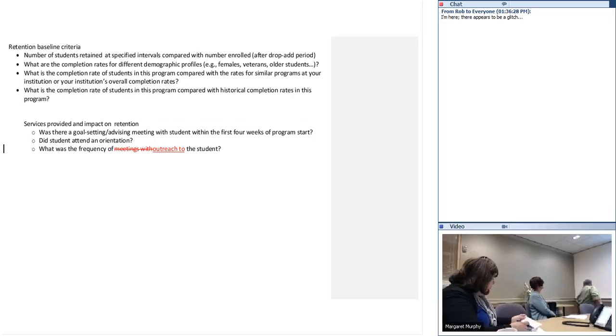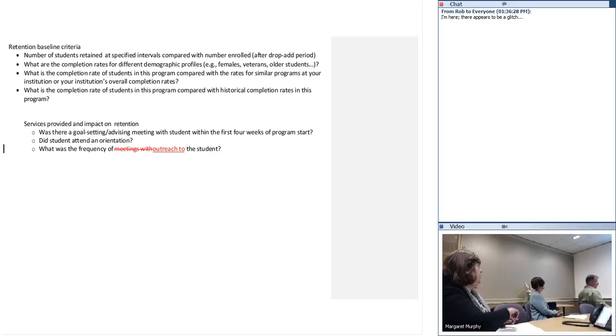So, under the retention baseline criteria, this shows the changes that we made last time, and it also includes some changes recommended by a couple of the student navigators. And so the first 4 bullets, the number of students and the completion rate bullets, those all seem to be fine with everybody.